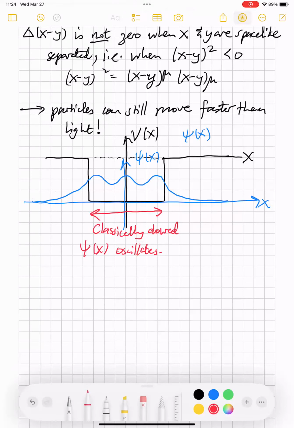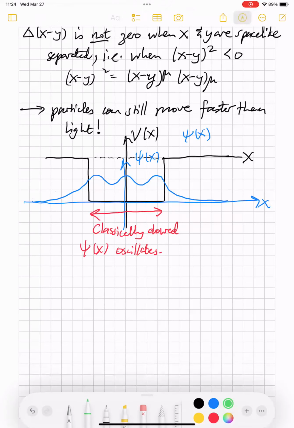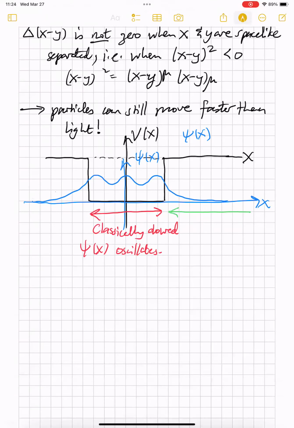It behaves just like a wave that is oscillating. We also have these regions at the edge, this green region over here and this green region over here, and these regions are classically forbidden. If you were a classical particle, you couldn't reach into these regions. You can only reach in there because of quantum mechanics. But in these regions, the wave function has these exponential tails. And so the wave function is exponentially damped. That's how psi of x behaves.